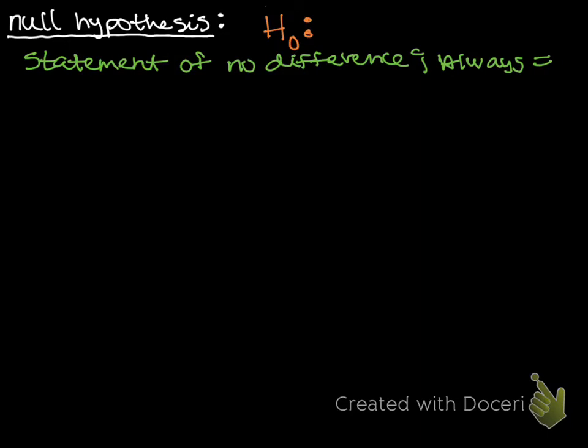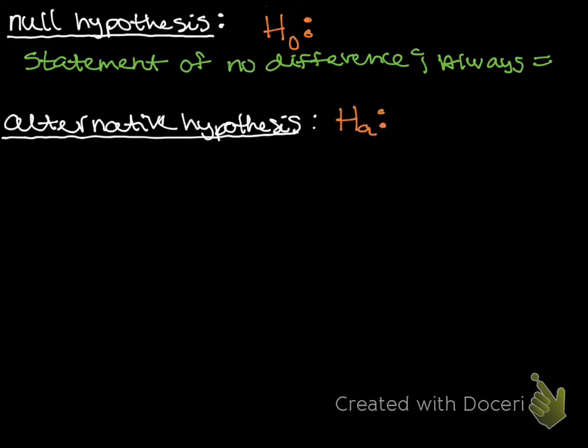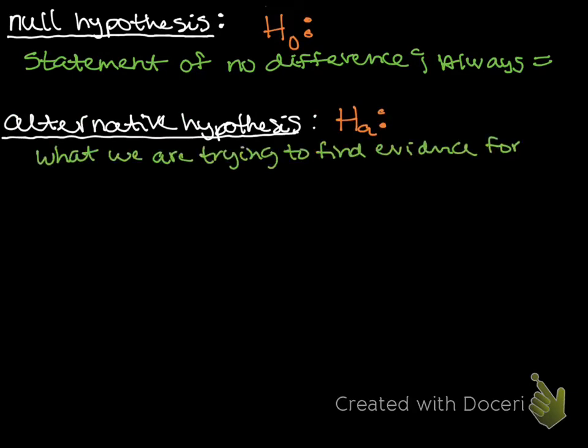The alternative hypothesis is represented as H sub A, and it is what we're trying to find evidence for. We're always trying to find evidence for the alternative. We're always trying to prove that the null is not true. When we write our null and alternative, we always use the parameter, not the statistic. So we're going to use p or mu, not p-hat or x-bar.